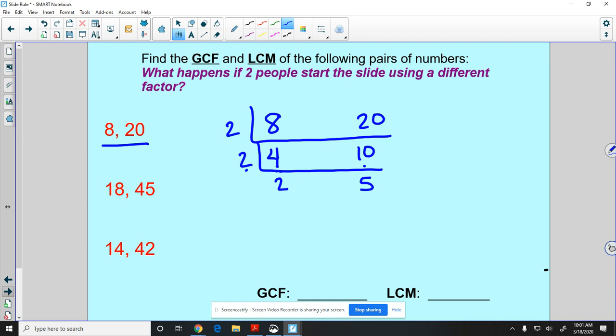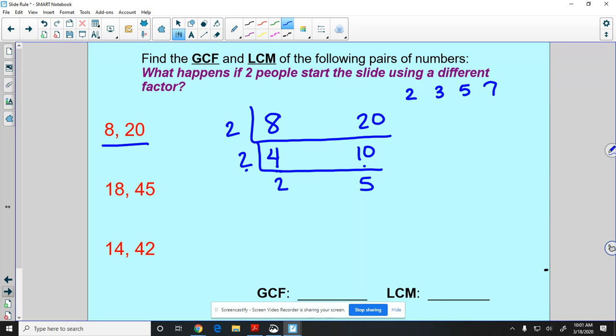I'm going to look at 2 and 5. I always try 2, 3, 5, and 7. Can either 2, 3, 5, or 7 come out of those numbers? Well, 2 can't come out of both of them because they're not even. 3 can't come out of both of them.